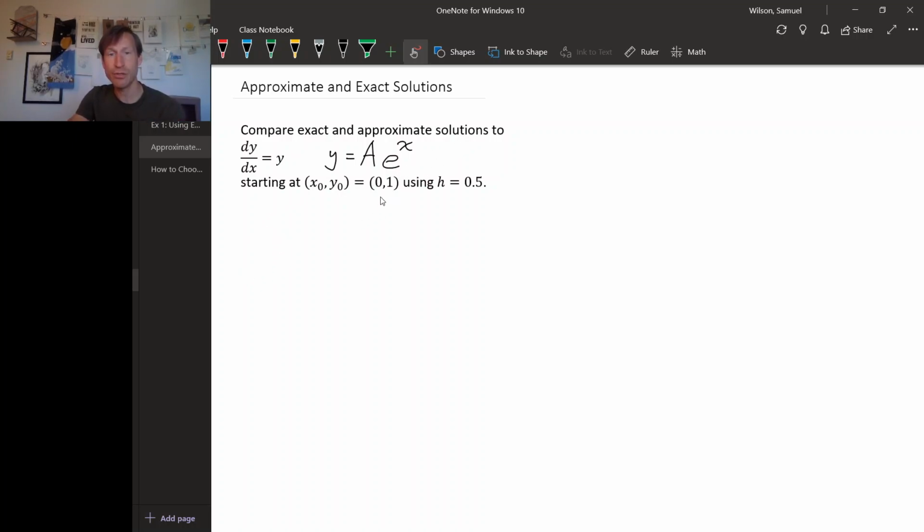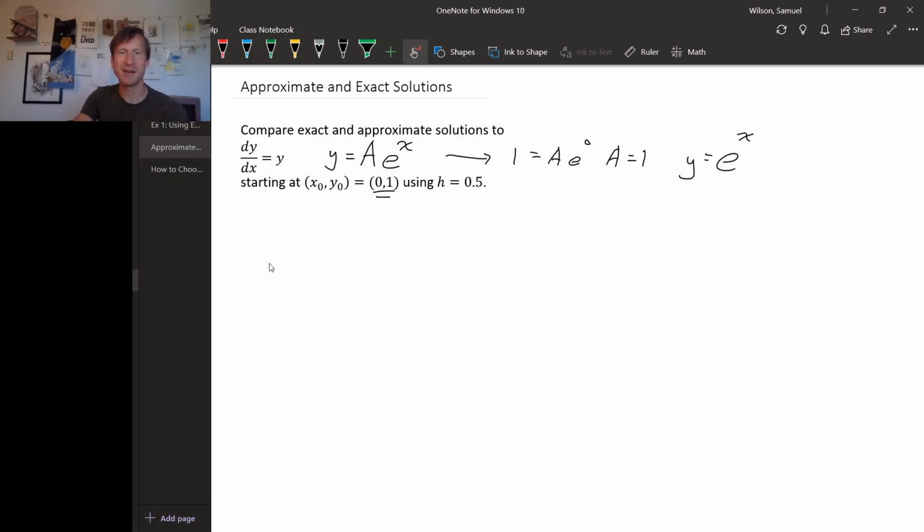The solution through this initial condition, (0, 1), we can find just by plugging in the initial condition. So 1 equals a times e to the 0. That tells us that a has to be 1, and that gives us the solution y equals e to the x.